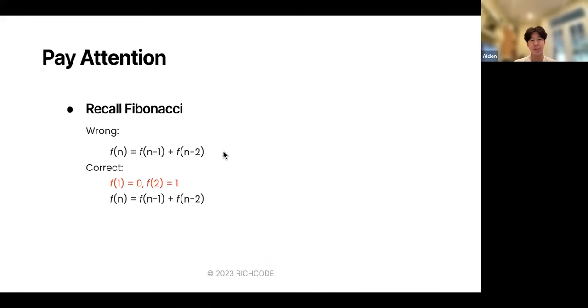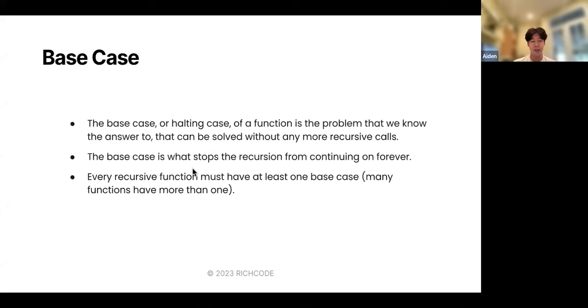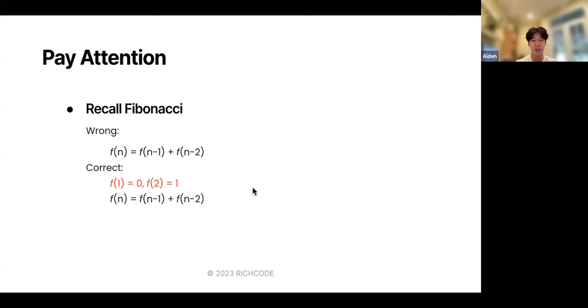So if you pay attention to the way these two statements are written, the difference you'll notice is that the correct statement has this thing at the top, which is called the base case. And so every recursive function has a base case, which kind of stops the function where it's at, so it doesn't repeat forever. And like the Fibonacci sequence, many functions have more than one base case. So for this one, f of 1 is equal to 0 and f of 2 is equal to 1.